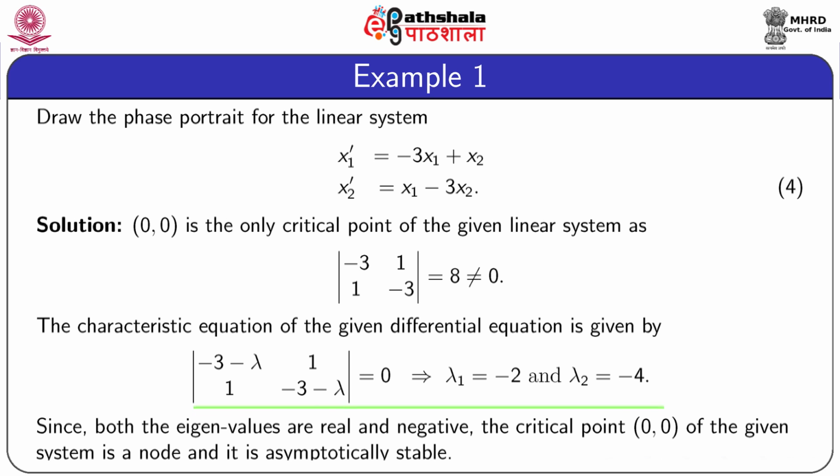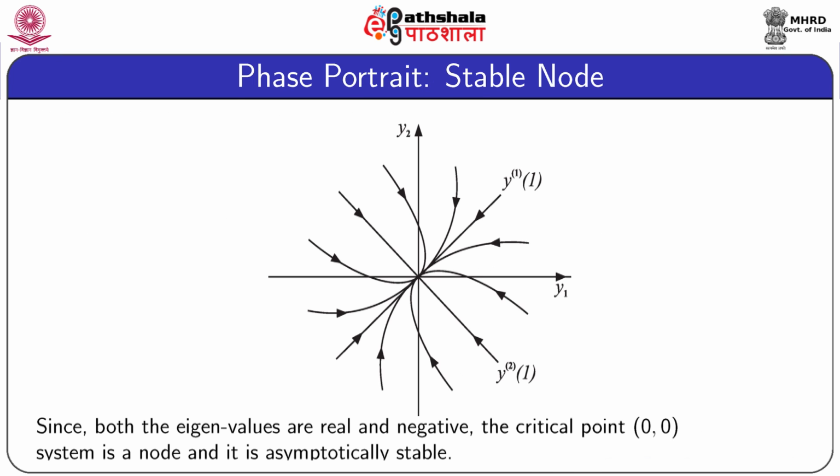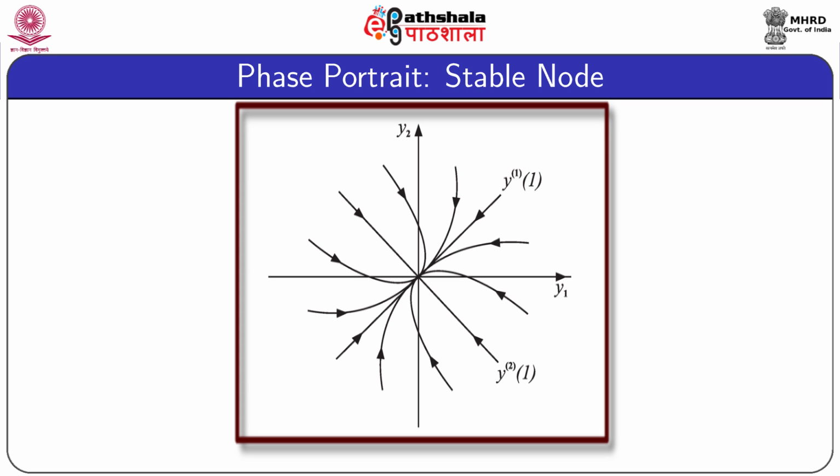So, as you see, both the eigenvalues are real and negative, and hence from the previous theorem we conclude that the critical point (0, 0) of the given system is a node and it is asymptotically stable. Now, let us look at how this node will look. What you see here is the diagram of a stable node where all the paths will approach the point (0, 0) and ultimately will also enter the point (0, 0), and hence it is asymptotically stable.